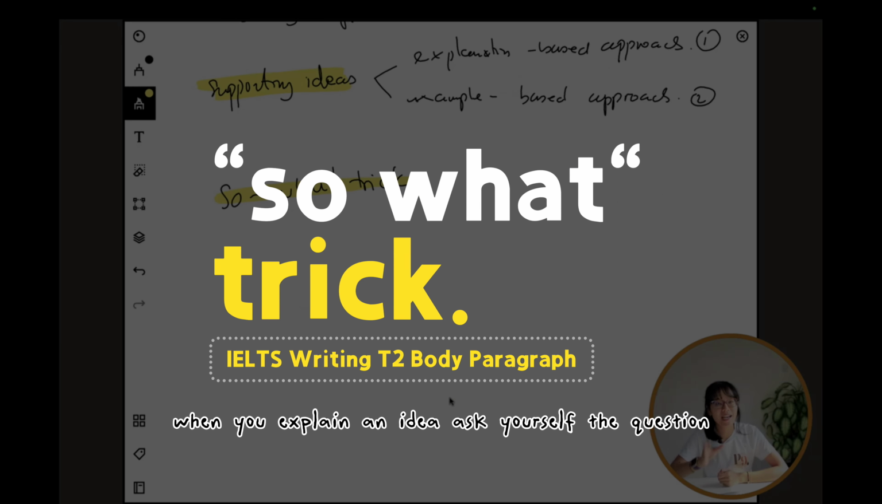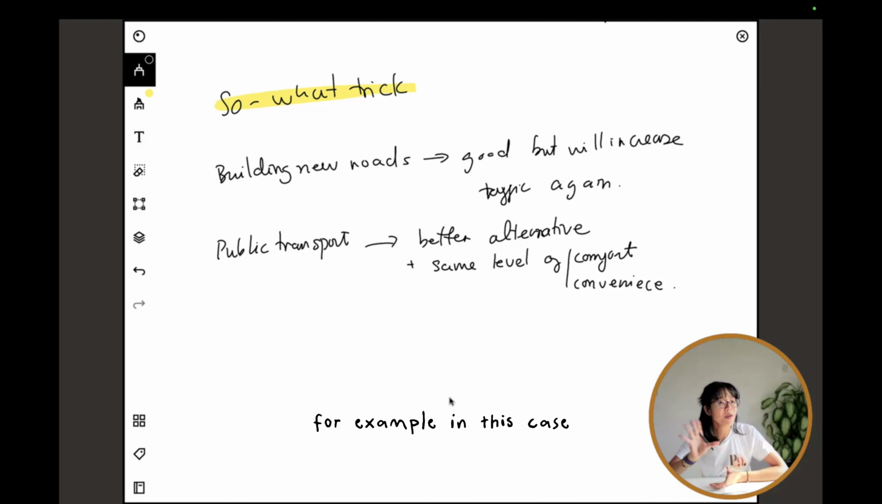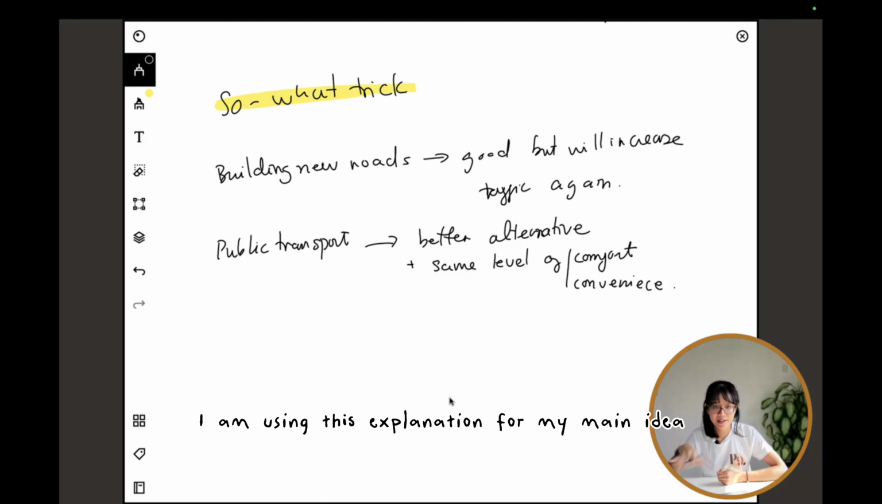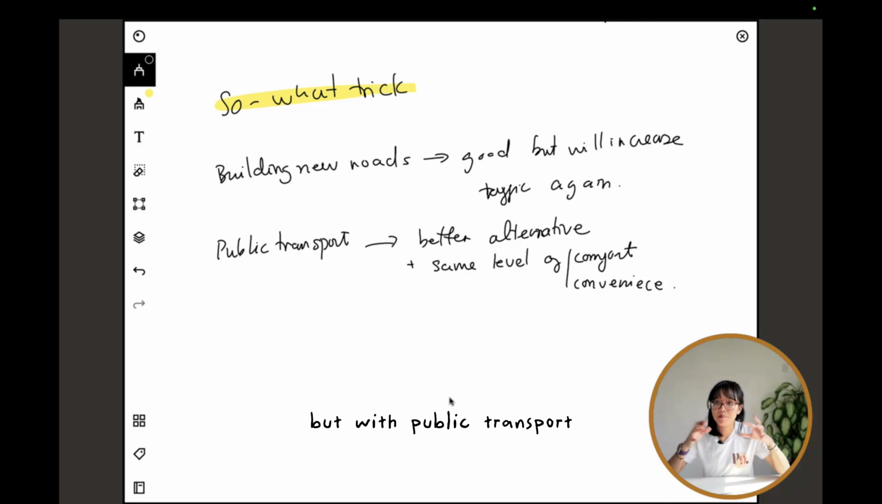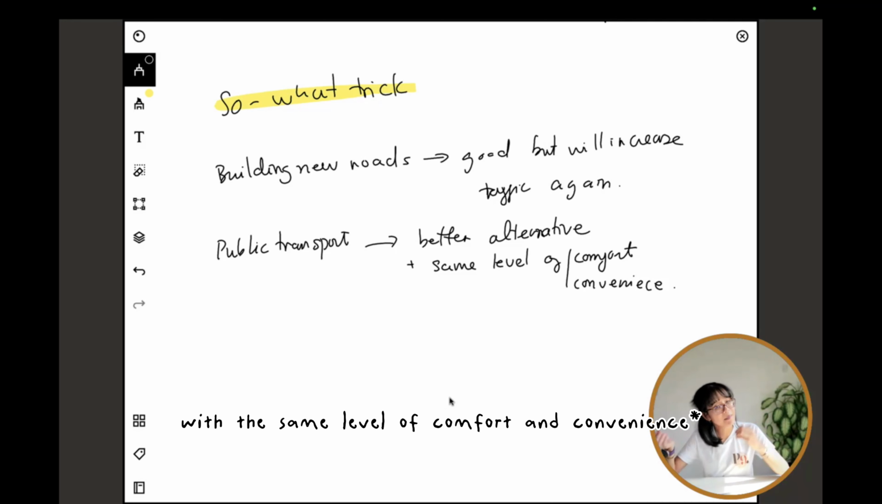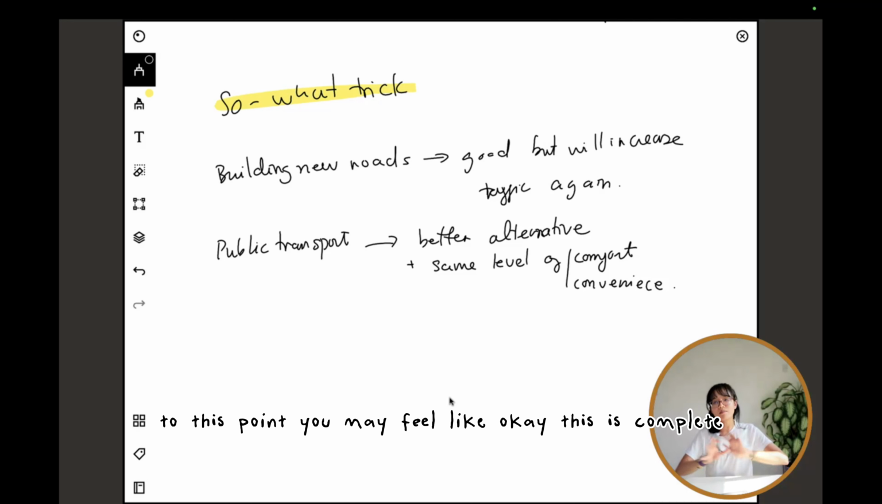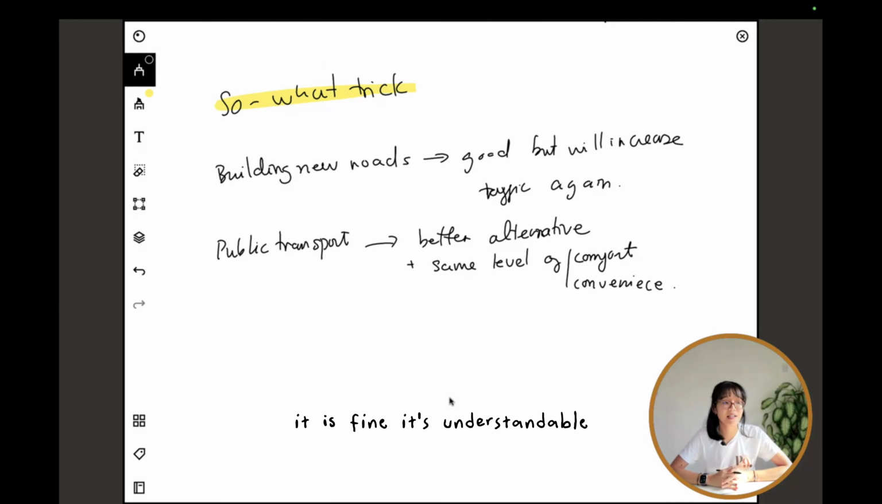When you explain an idea, ask yourself the question, so what? For example, in this case, I am using this explanation for my main idea. Building new roads, good, but will eventually increase traffic again. But with public transport, we have a better alternative with the same level of comfort and confidence. To this point, you may feel like, okay, this is complete, it is fine, it's understandable. Yes, it is clear. However, ask yourself, so what?